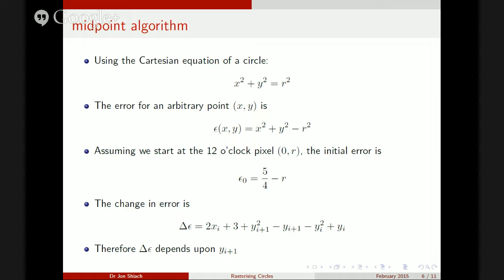What's the difference between the error at this midpoint compared to the error at the center of the first pixel? So what I do is I use this function here. First we get 1 squared plus r minus a half squared, minus r squared. And from that we subtract the error at the first pixel: x is 0, so that's going to be 0, and y is r, so that's going to be minus r squared.